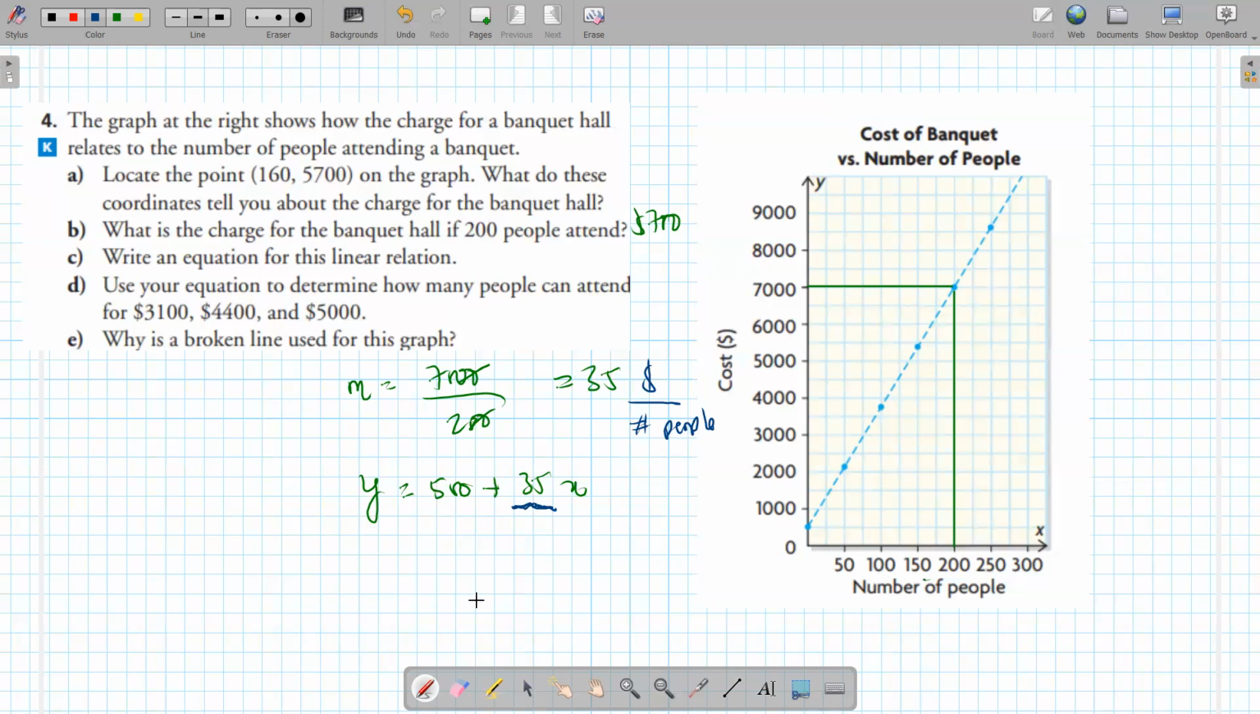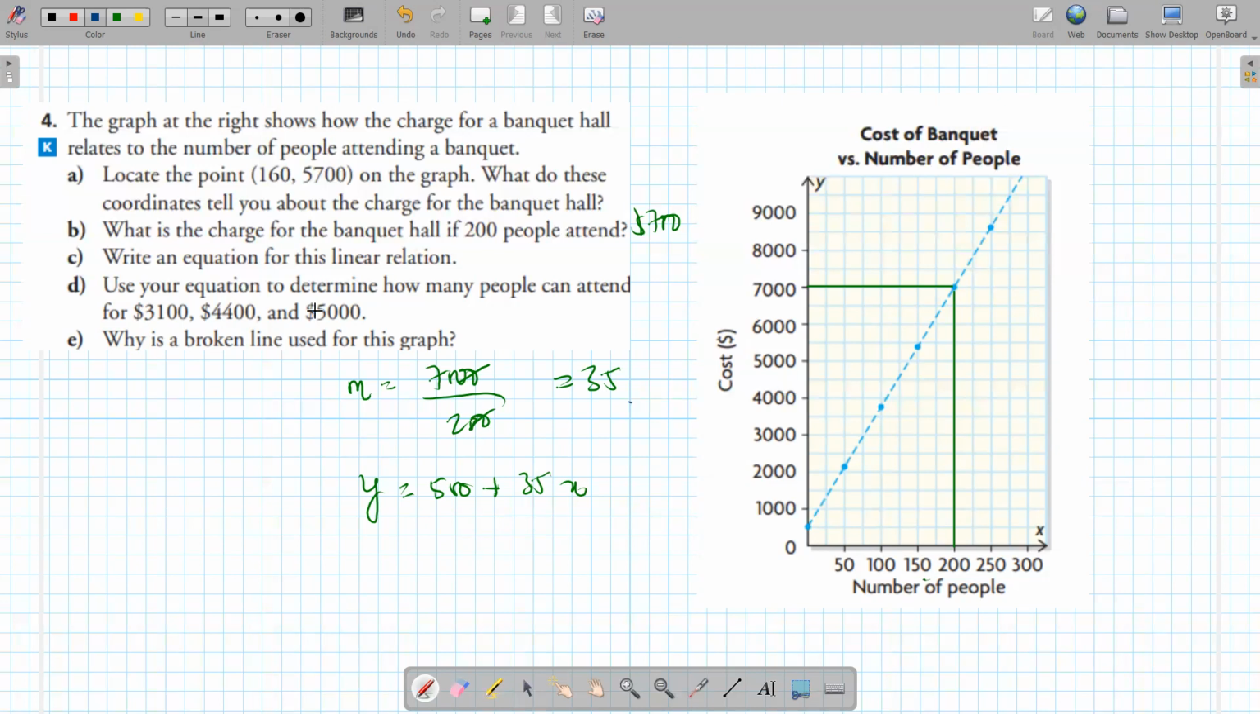What does the 500 represent? The y-intercept. The starting cost. Yeah, exactly. That's the base fee. So even if no one shows up, you're still down $500, okay? That's the constant. That's like the registration fee we saw in the gym question. It's the base fee that you have to pay no matter what.